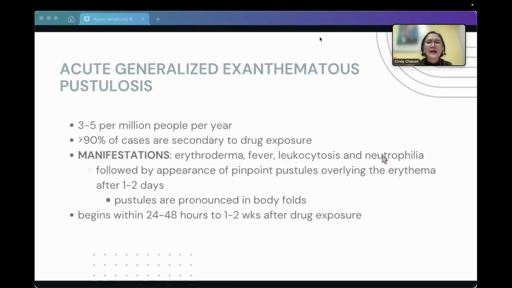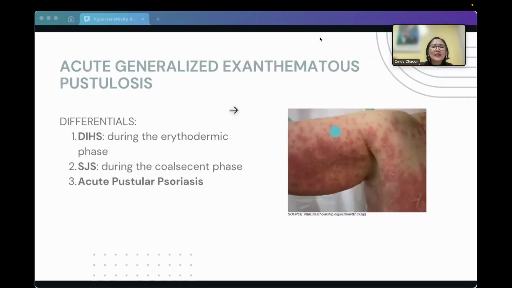This is followed by the appearance of pinpoint pustules underlying the erythema after 1 to 2 days. The pustules are more pronounced in body fold areas. However, they may become generalized as well. It usually begins within 24 to 48 hours after drug exposure, although it may also occur as much as 1 to 2 weeks later. So this is what an AGEP looks like. So there is a large area of erythema, and those pinpoint lesions, yung parang yellowish spots there, are your pustules.